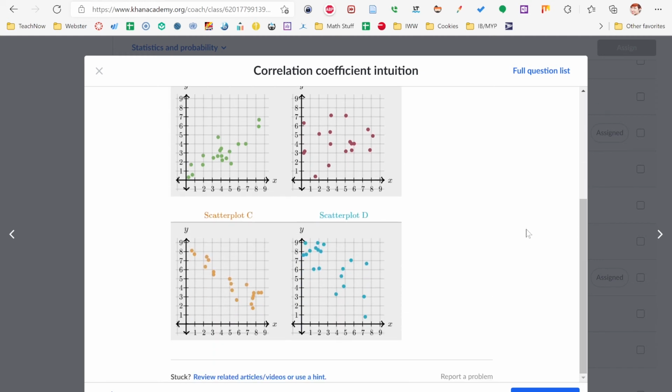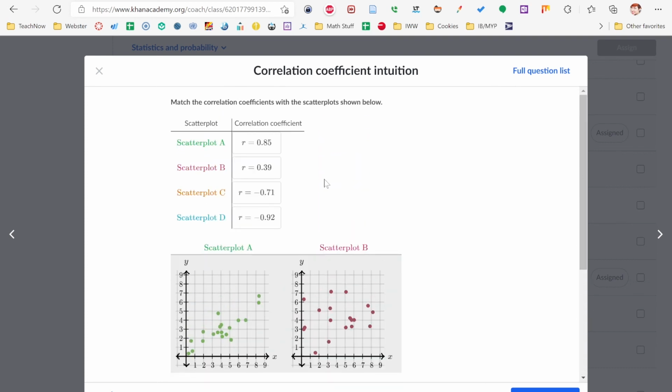Now let's look at C and D. C, they're both going downward, but C is making a much tighter cloud here. The spread of these points is not as much. They're really closely together, whereas in D, they're sort of everywhere. So I expect scatterplot C to be the one that has the more negative value, closer to -1 than I would see with scatterplot D. So I come up here, scatterplot C is the more negative number, closer to this perfect negative correlation.